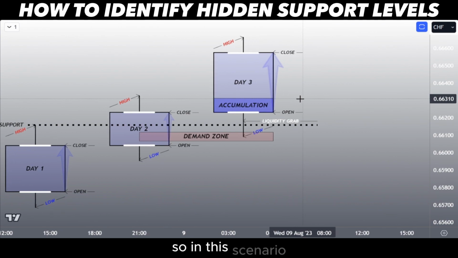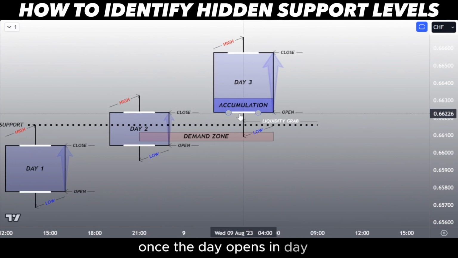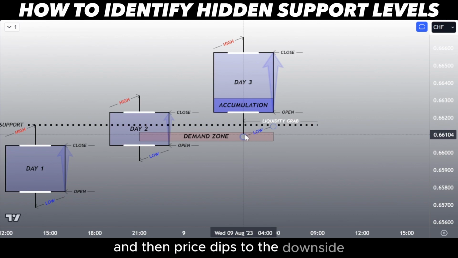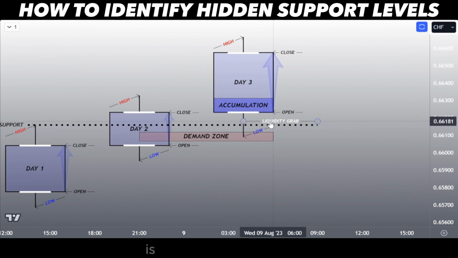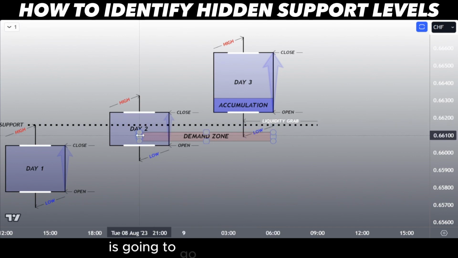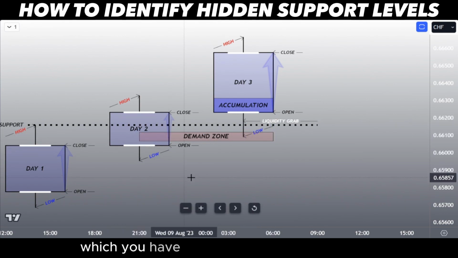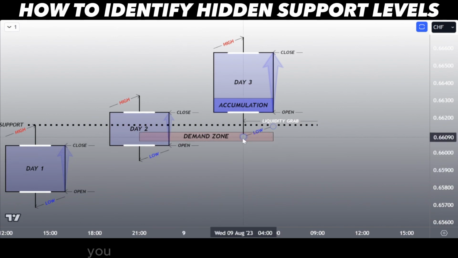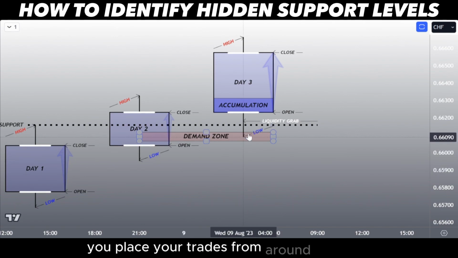So in this scenario, once the day opens in day 3, this is day 3 candle, we have accumulation, and then price dips to the downside. This move to the downside is a liquidity grab typically, and this liquidity grab is going to go into your demand zone, which you have already identified within day 2. Once you see that happening, you place your trades from around this level.